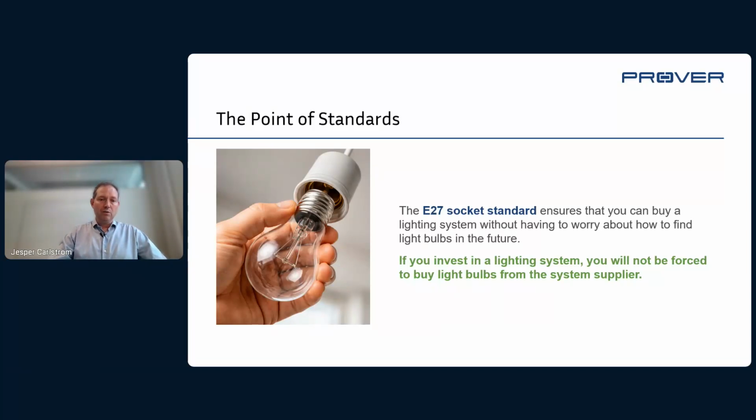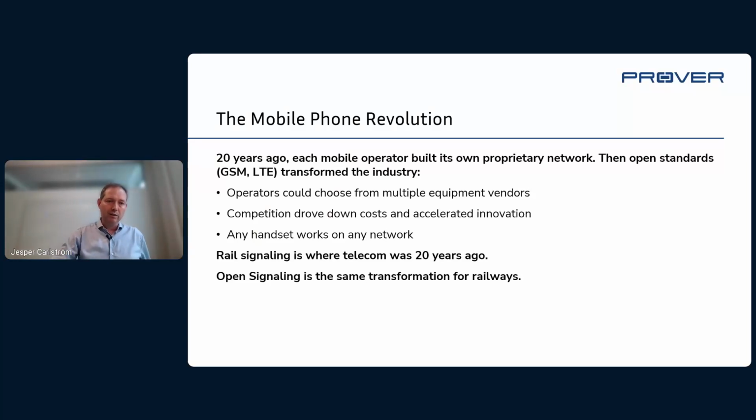So this solves the problem that when you invest in a lighting system at home, you are not forced to buy light bulbs from the system supplier for the rest of your life. You trust that if some supplier of light sources is out of business, then there will be another one that can supply you with light sources. And now try to just translate this to the realm of rail and metro signaling, and you can understand the vision we have.